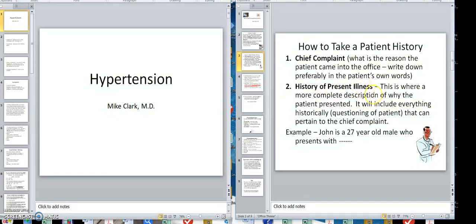Then we write what we call a history of present illness. The history of present illness is where we come in and write down a scenario, a history of what we feel involved in why you came in this time. Not necessarily if you had diabetes because you saw somebody else, but a history of why you came in. Generally, this will be where a doc would say, John is a 27-year-old male who presents with, and then goes into a whole cadre of stuff involving why the patient came in.